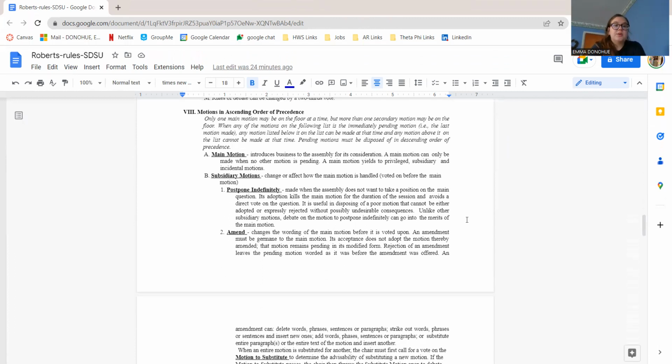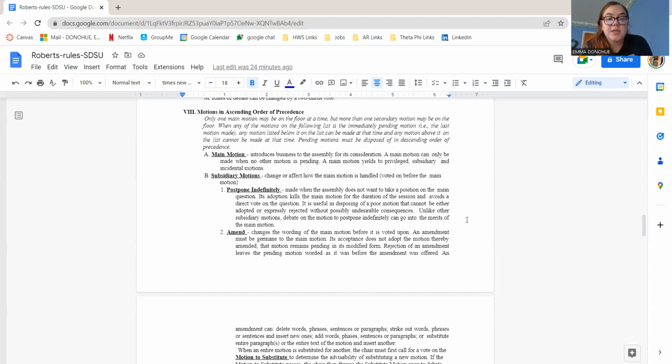So let's talk about the motions in ascending order of precedence. First off, only one main motion may be on the floor at a time, but more than one secondary motion may be on the floor. When any of the motions on the following list is the immediately pending motion, i.e. the last motion made, any motion listed below it on the list can be made at that time, and any motion above it on the list cannot be made at that time.